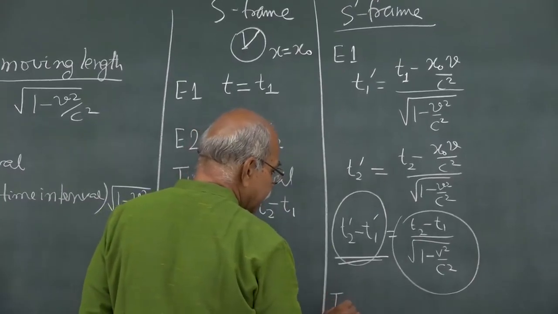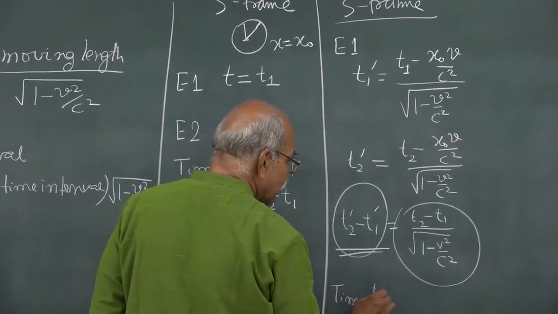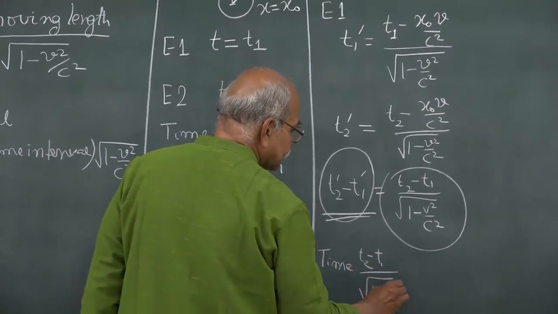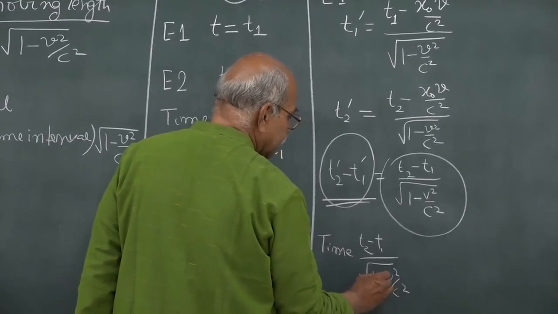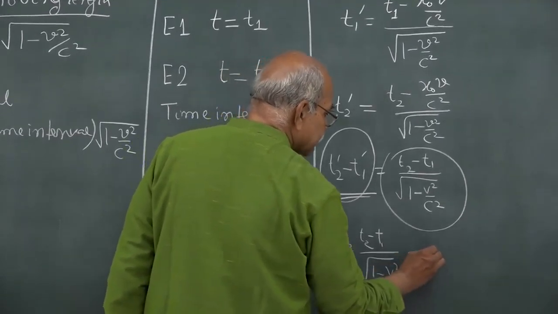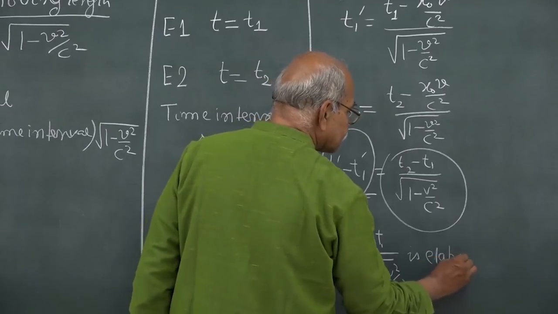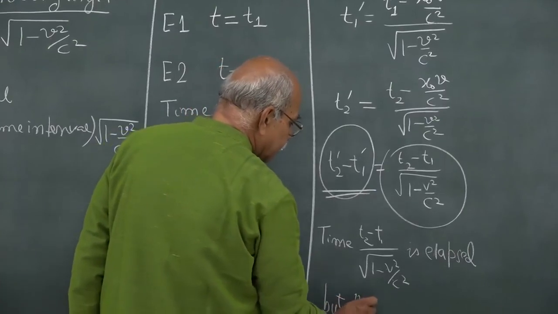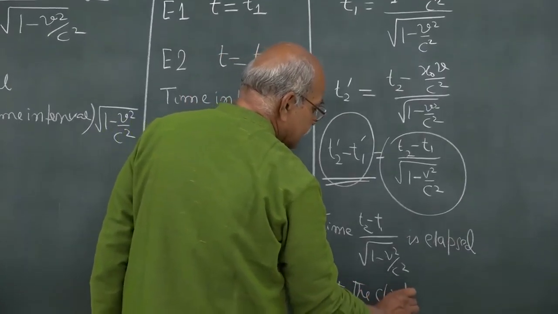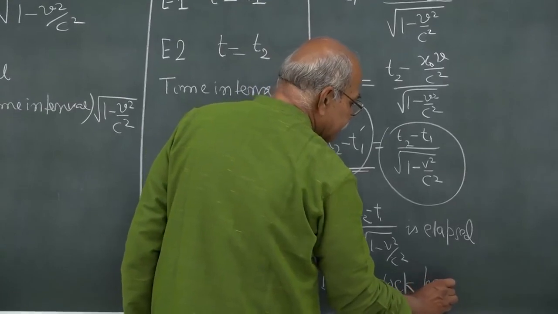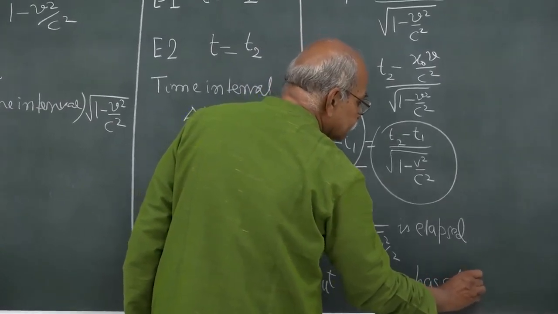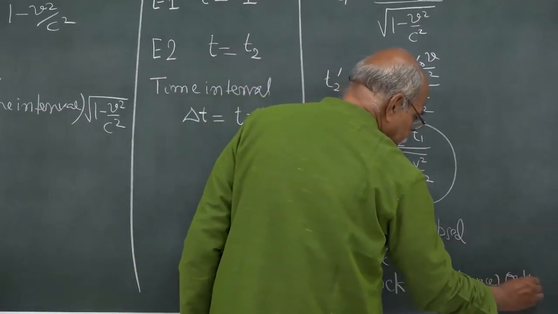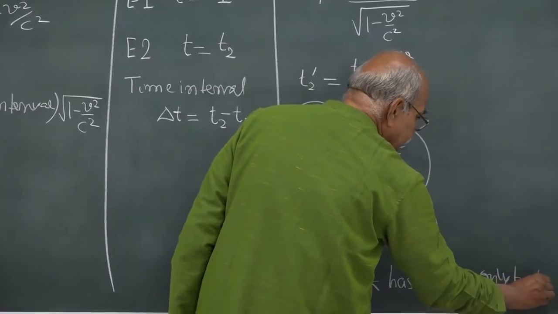So, time t2 minus t1 by square root 1 minus v square by c square is elapsed, but the clock has advanced only by t2 minus t1.